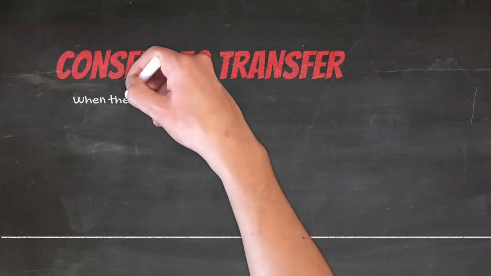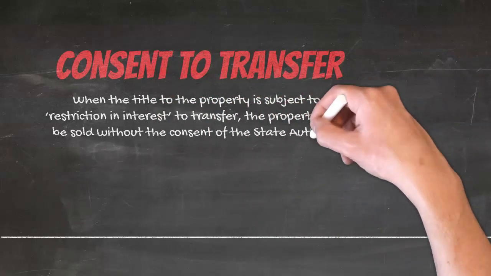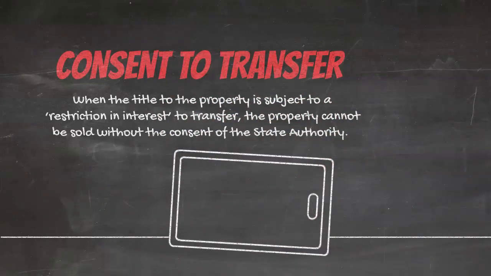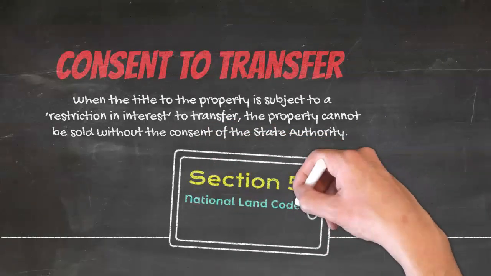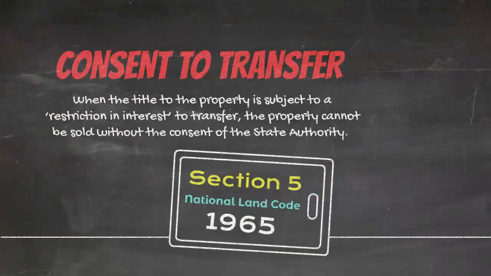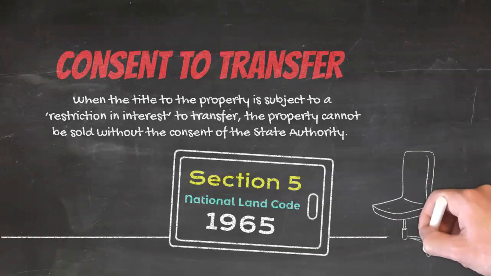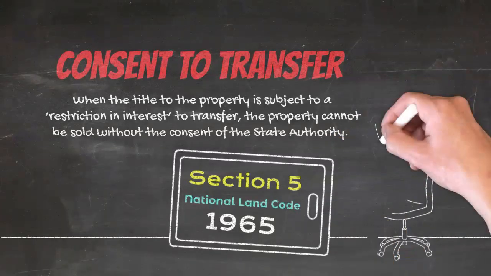Consent to transfer means that when the title to the property is subject to restriction in interest to transfer, the property cannot be sold without the consent of the state authority. Under Section 5 of the National Land Code 1965, a restriction in interest is any limitation imposed by the state authority on any powers conferred to a proprietor to deal with land alienated to him or her.